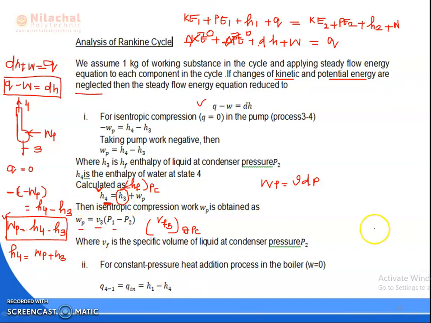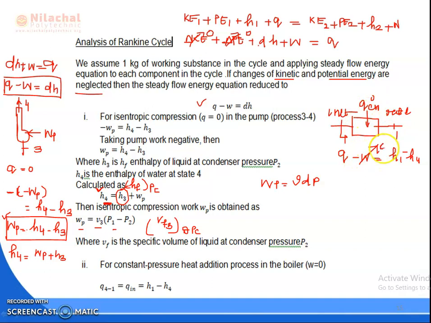Okay. Then if you consider a boiler, so what is a boiler? Point 4 is your inlet to the boiler and point 1 is the outlet from the boiler. If you apply the steady flow energy equation, Q minus W is equal to dH. Here heat addition, Q in, will be there, but there will be no work transfer, so W is equal to 0.